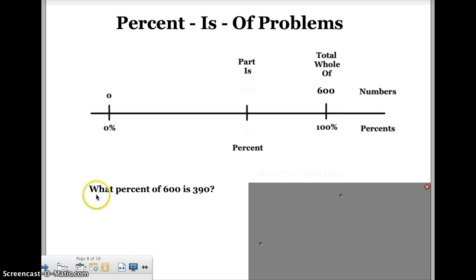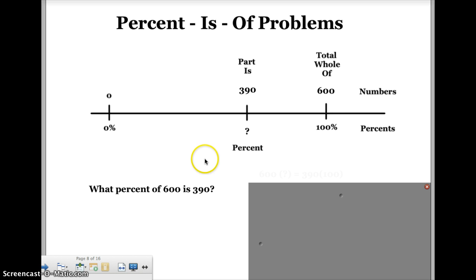Now the percent, it says what percent? And what that tells me is I don't know the percent. That's what I'm missing, or that's what I'm trying to find in this problem. So in math, oftentimes we put down question marks or X's. I'm just going to put a question mark because that's what I'm trying to find. I'm trying to find the percent. Now the part of the total, or the part of the whole, in this problem is going to be 390. So I'm going to put that right under where I have part.